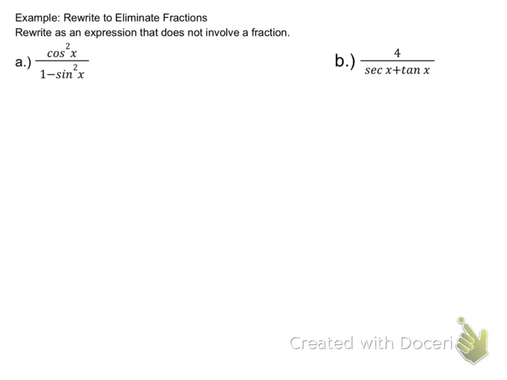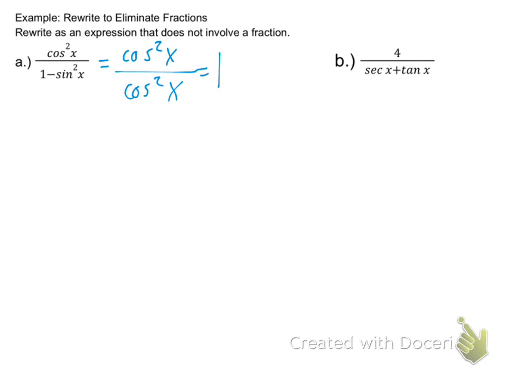So, the next one is all about getting rid of fractions. If I rewrite this that does not have a fraction, it'll be its most simplified form. Part A is a 2-step problem. Wait a minute, didn't we just write something about that denominator on the last slide? Yes. We said that 1 minus sine squared x is equal to cosine squared x. And when you divide something by itself, it equals 1. Done.